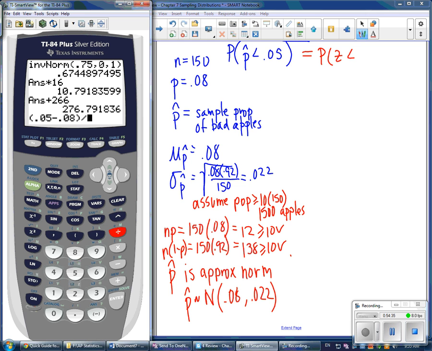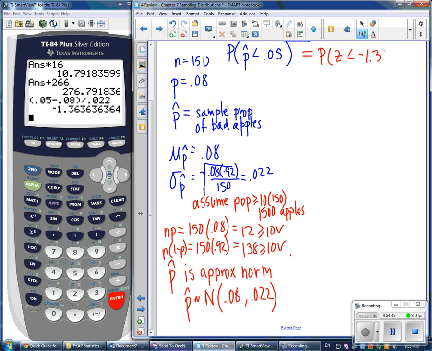And I'm going to divide that by my standard deviation, which is 0.022. And I get a z-score of negative 1.364. And if I do my normal CDF, I will calculate.